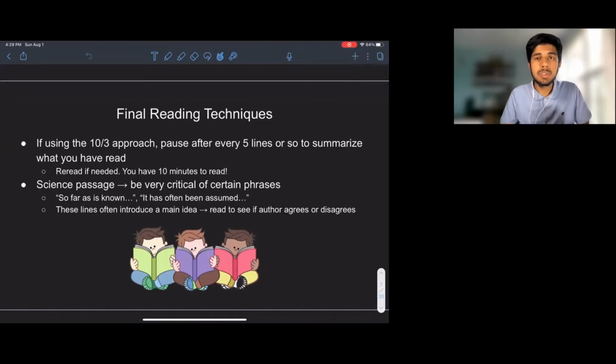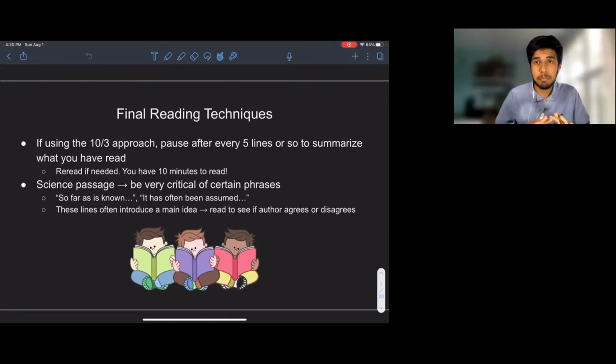First, if you use the 10-3 approach, you have plenty of time to read the passage, and I mentioned this earlier on. So because of this, I highly suggest to pause after every 5 lines or so, maybe after every paragraph, and summarize to yourself what you have read. 5 lines might be a little too few lines, but this is the main aspect of the 10-3 approach.